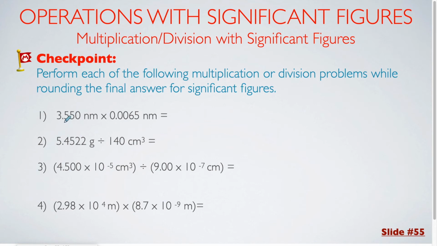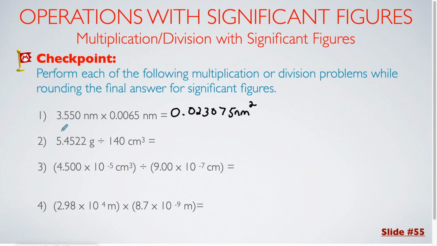First up, we have 3.550 nanometers, and we're multiplying by 0.0065 nanometers. Now this will be pretty hard to do in your head, so you plug this into your calculator and get your long answer. It is 0.023075 nanometers squared. So that's just the long answer the calculator would give you.